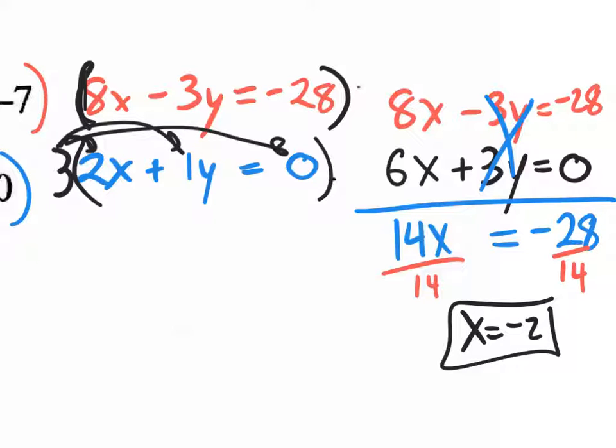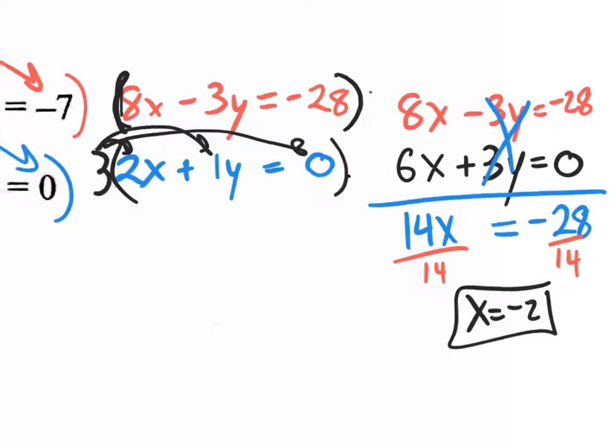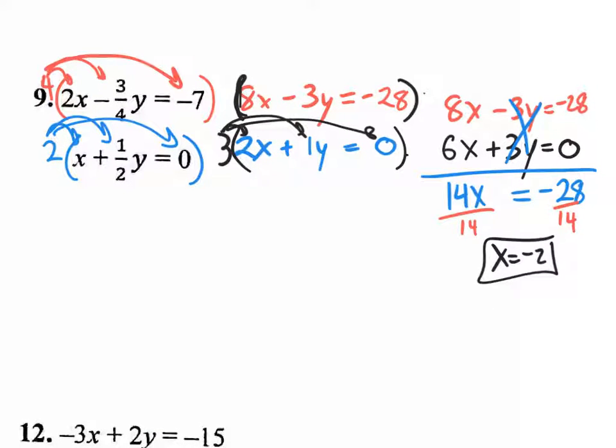And once you have one answer, you could plug it back in to any equation you want. You could go for the original, or you could go for one of the modified equations, but since we've always done original, let's continue with that. I want to plug it into the bottom equation. The bottom equation reads x plus 1/2 y equals 0. So I'm actually going to put parentheses in place of x, and I am going to plug in the x value of negative 2.